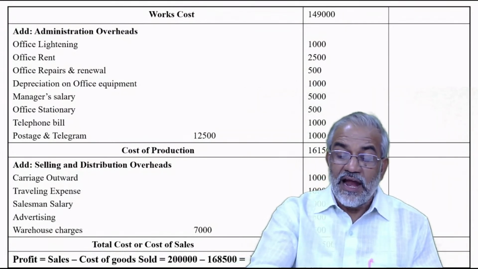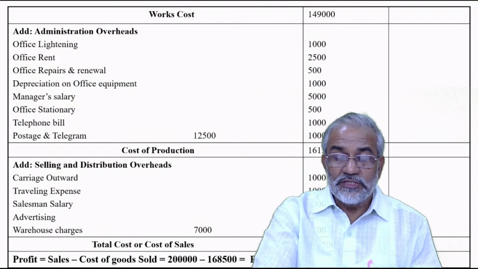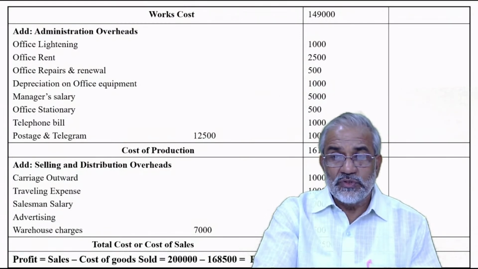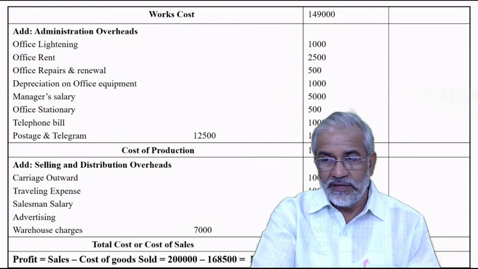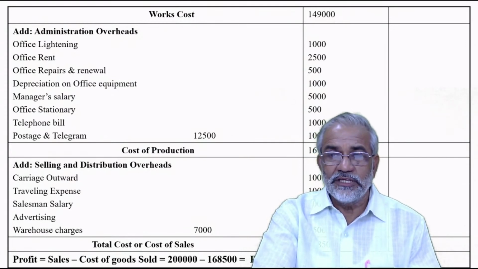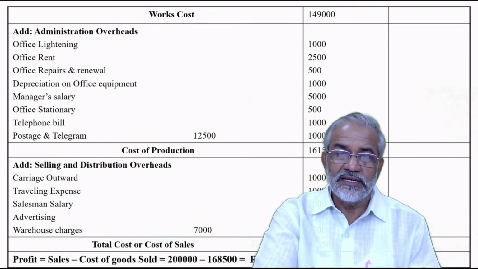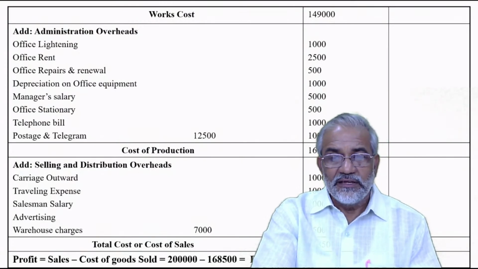Had the number of units produced been given in this question, then we could have filled out the right-hand side column of the solution here. But since it is not given, we are not able to prepare that.